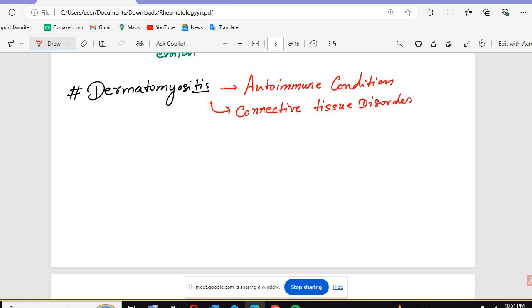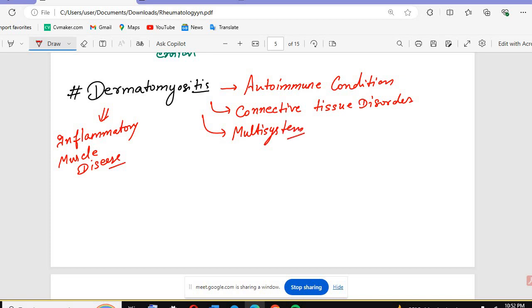Dermatomyositis comes into the broad category called inflammatory muscle disease, the IMD. This inflammatory muscle disease is a type of connective tissue disorder, it is an autoimmune condition, and it also involves multiple systems and organs.